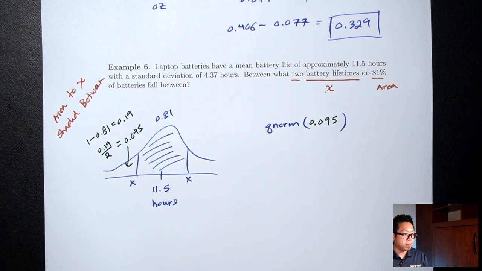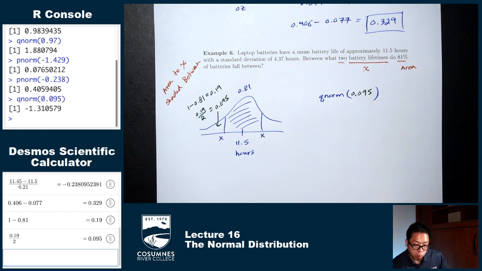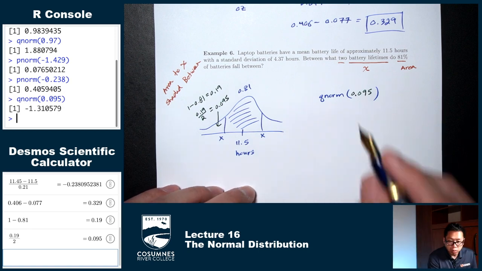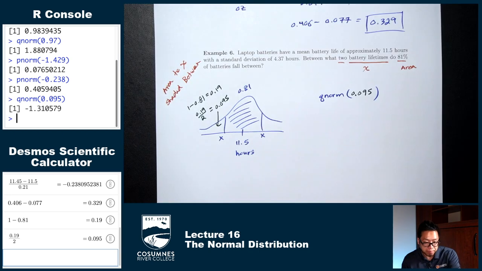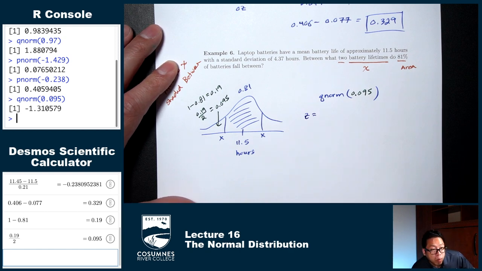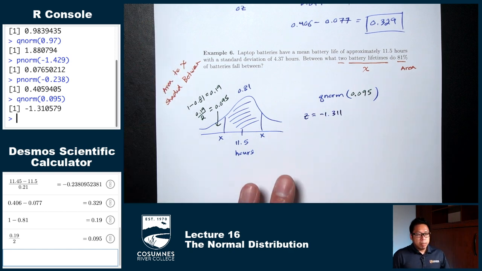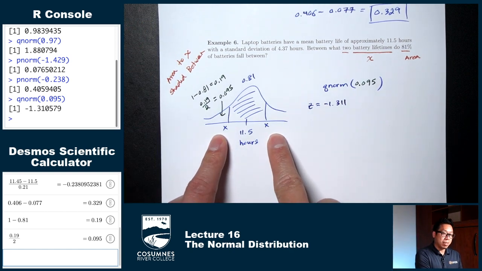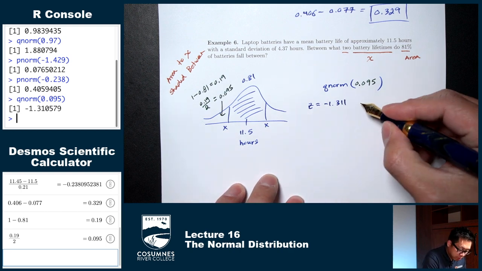All right, so qNorm in R. qNorm of 0.095. Negative 1 point... Okay, so qNorm, remember qNorm goes from area to a Z, so that was a Z. Negative 1.311. Now remember, I want two x's at the end of the day, right? So I need actually two z's. That's one of them.